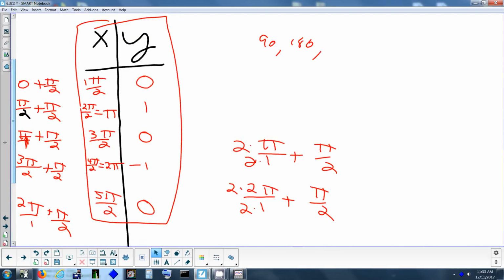Pi over 2 is 90, but it's times 3. What's 90 times 3? 270. How about 2 pi? 360. What do you notice about all these numbers? They go up by 90, right? They're all equally spaced. And when you graph something, you can label the axis any way you want, as long as you label it with things that are equally spaced.